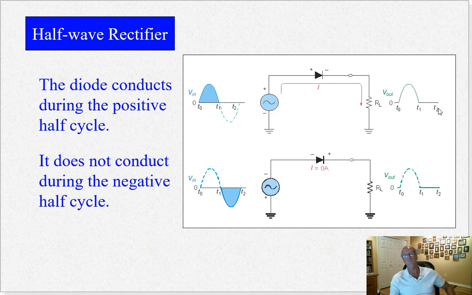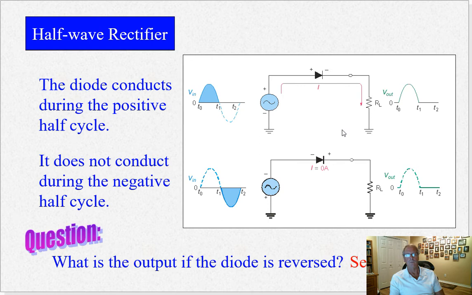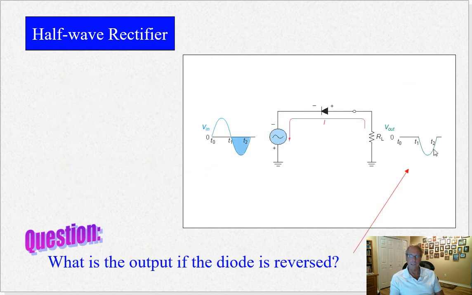not present. Now that's fairly inefficient. Obviously, you're throwing away half your current. Fortunately, the load doesn't. The power supply doesn't have to supply anything because there's no current. But nonetheless, you're using basically half the power of your power supply. Now, if the diode is reversed, you're going to get the bottom half. That's if the diode is flipped around like this.